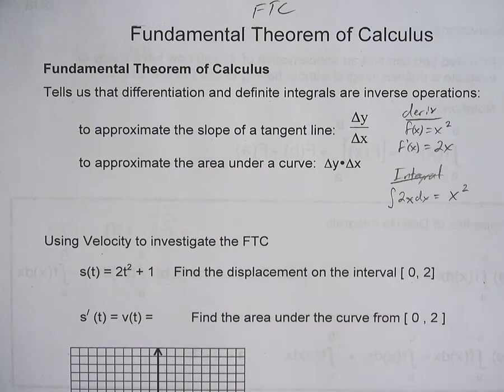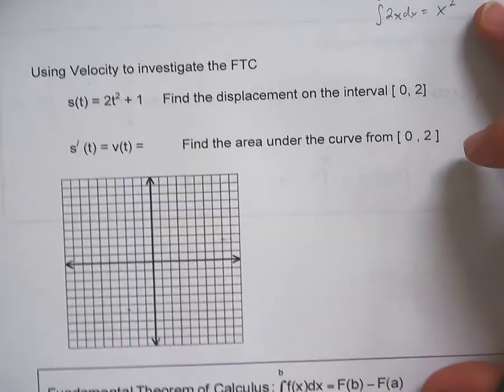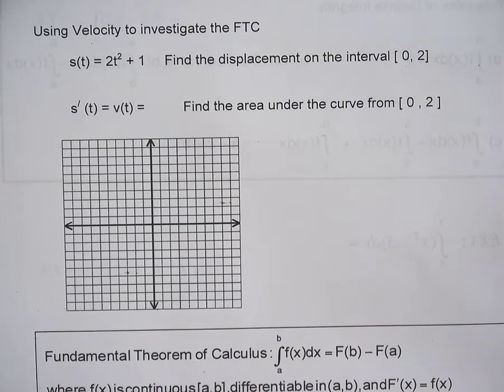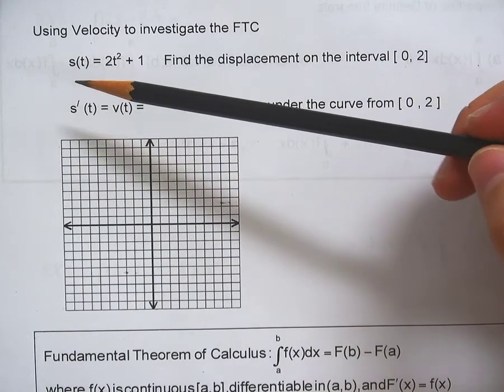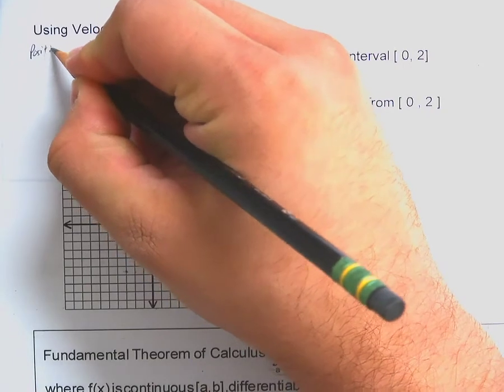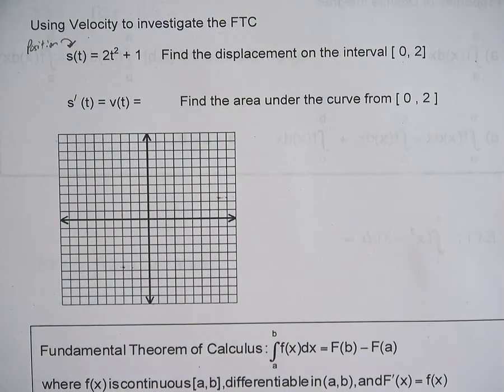So what we're going to do to figure out what the fundamental theorem says is use the velocity functions here. It says using velocity to investigate the fundamental theorem of calculus. So here they give us position. S usually denotes position, right? I'm going to write that up here. Position. Bam. And it's 2t squared plus 1. All right. And it says find the displacement on the interval 0 to 2.